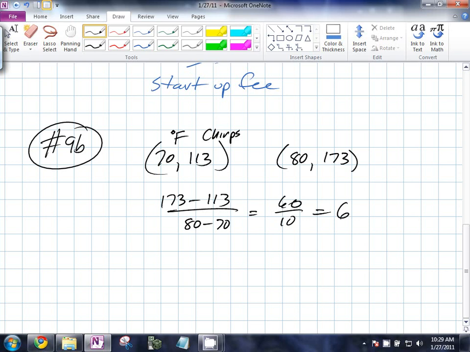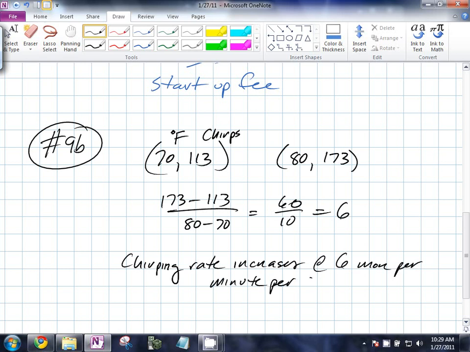Positive. So the chirping rate, what does it represent? The chirping rate increases at 6 more per minute per what? Per degree Fahrenheit. So the chirping rate increases by 6 per minute every time the degree Fahrenheit goes up by 1.